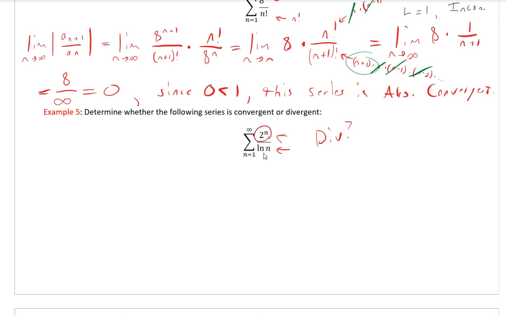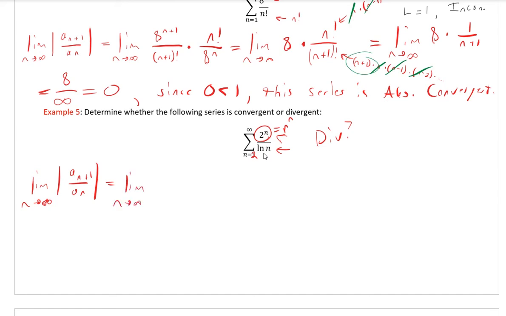Again, seeing 2 to the n, which is r to the n, that's a hint that maybe the ratio test would be a good idea. So we do the limit as n approaches infinity of a sub n plus 1 over a sub n. Again, the absolute value doesn't matter here, and really this n actually should go from 2 to infinity because the bottom is natural log of n. But this really won't matter because all these terms will always be positive, so it's fine.